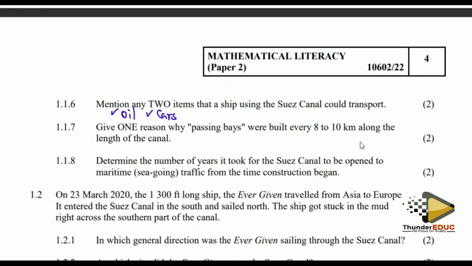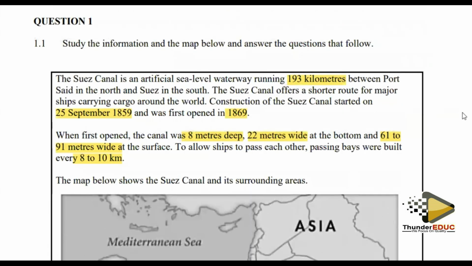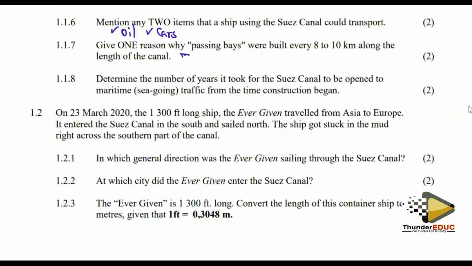Give one reason why passing bays were built along the length of the canal. The reason is here: to allow ships to pass each other. Passing bays were built. You come here and say allow ships to pass each other.